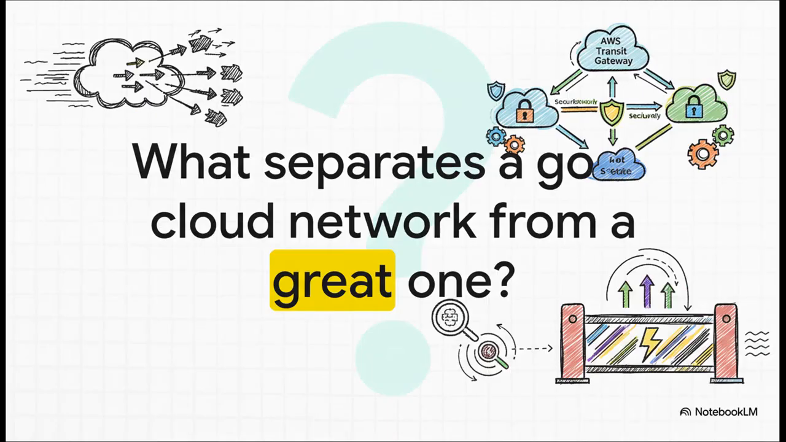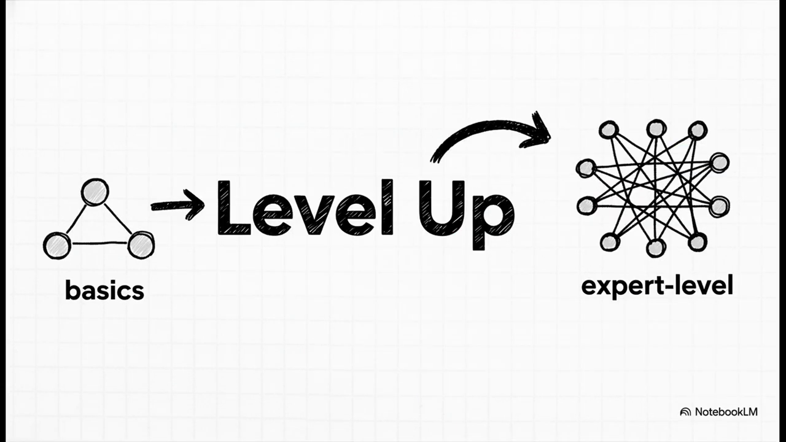So what's the real difference? I mean, a good network, yeah, it moves packets from A to B. But a great network? It moves them securely, super efficiently, and at a massive scale, even when things get crazy. It's about anticipating problems before they even happen. And that's exactly what this is all about. We're going way beyond the basics to unlock the tools that define an expert-level cloud network. It's time to seriously level up your TGW game.